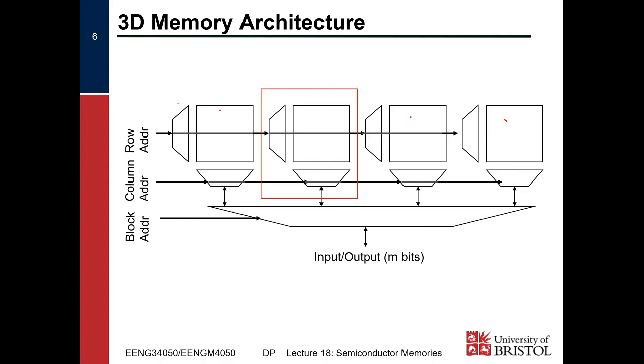So notice how we've got separate row decoders for each block, right? And then depending on which block we select, one of the decoders will be enabled, right? And similarly, one of the column decoders will be enabled. Okay?